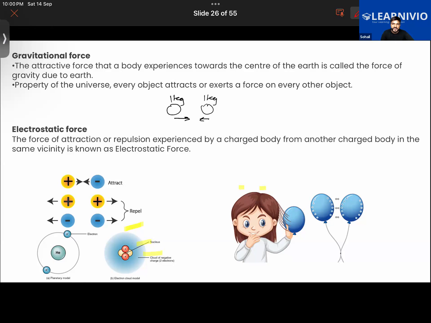Getting it, Ibrahim, Ramiz, and Aisha? Yeah. So this gravitational force is a property of the universe. Every object will be exerting a force of attraction on every other object. Say on a table, I have different objects. In fact, all those objects would be exerting a force of attraction on each other. You see that?